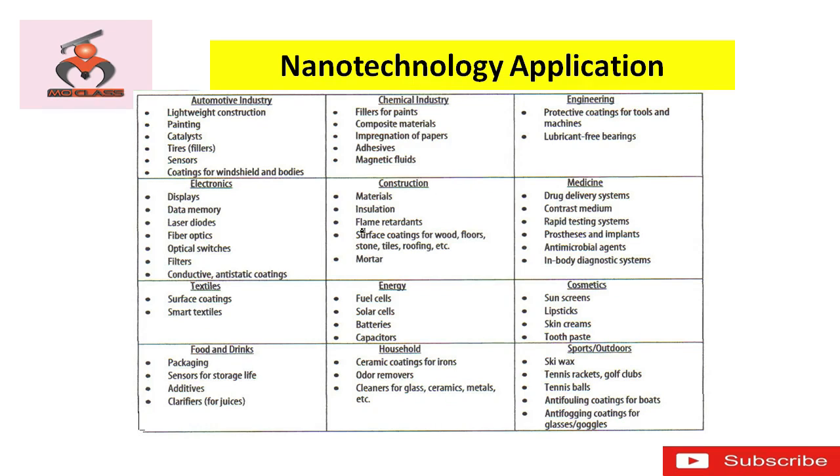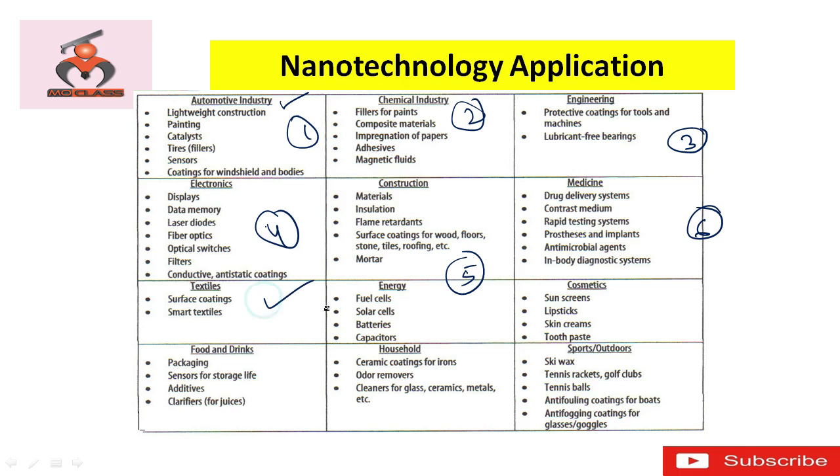First is the automotive industry. Second is the chemical industry. Third is engineering applications. Fourth is electronics, which may be consumer electronics or industrial application electronics products. Fifth is construction, and sixth is medical science or medicine. The textile sector can also use nanomaterials or nanotechnology to improve product reliability.